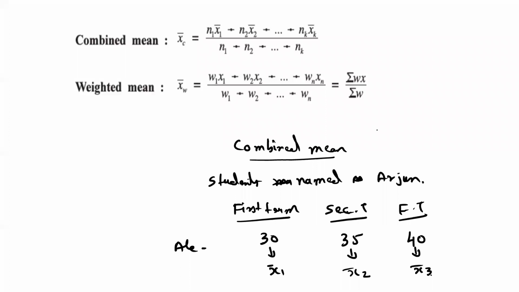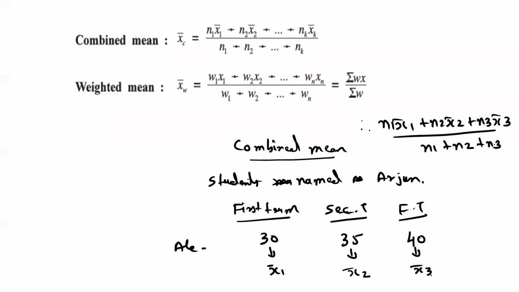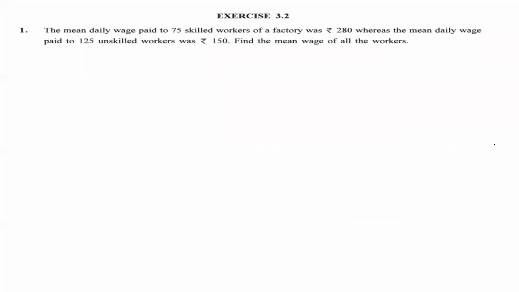So that's why the formula says N1 X bar 1 plus N2 X bar 2 plus N3 X bar 3 upon N1 plus N2 plus N3. Combined mean means it is combining the mean. Okay, so let's see some sums, then you will be more clear.